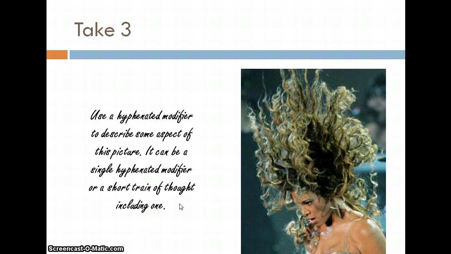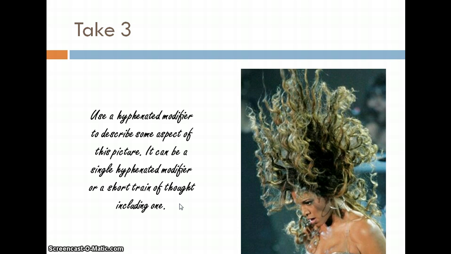The final practice. This is a picture of Beyonce in concert. You are to describe something that's going on in this picture. The one that I wrote down was, even Beyonce's hair got into the action as it did its best "let's-do-the-wave" impersonation as the songstress seductively eyed the crowd. So at the end of this presentation, you should have 3 different attempts for 3 different pictures of using your own hyphenated modifier to describe something that's going on.